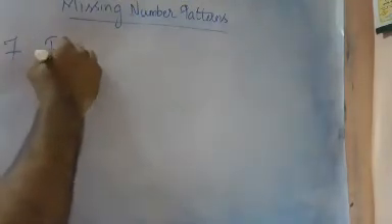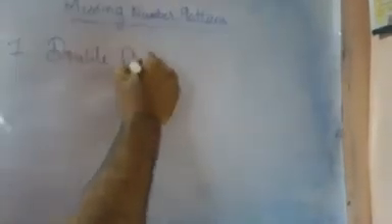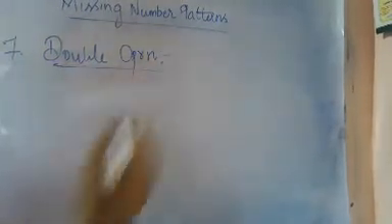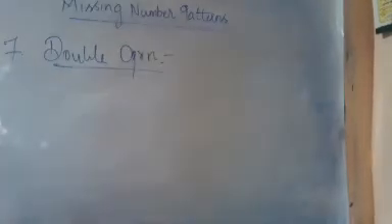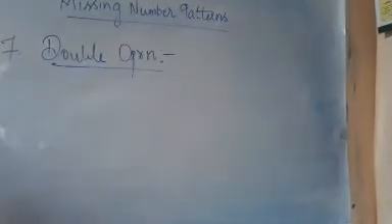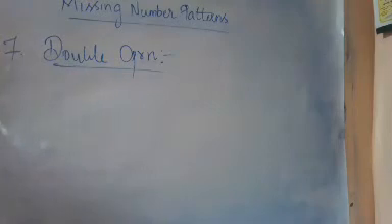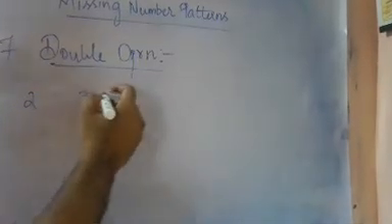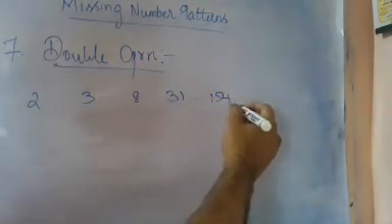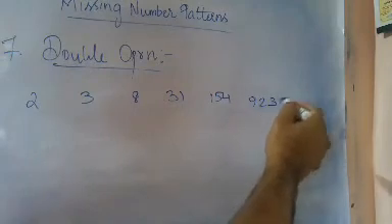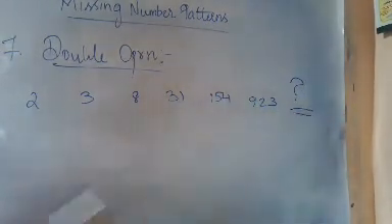So this is a double operation pattern. In double operation, instead of having multiplication or subtraction as a single operation, we will be having two operations combined in the single sequence. So let's see, for example, if you take 2, 3, 8, 31, 154 and 923, and what is the missing number here is the question.